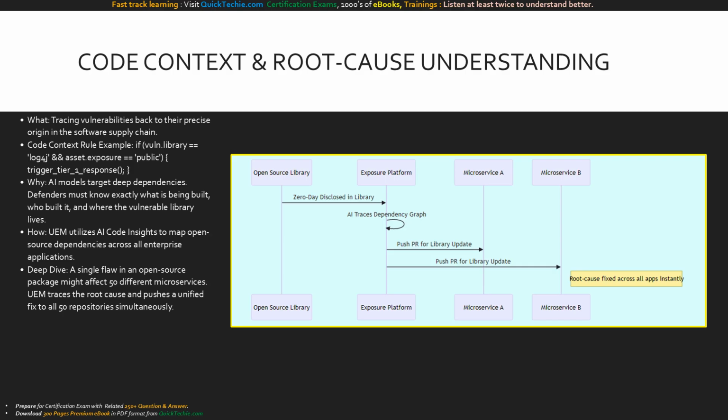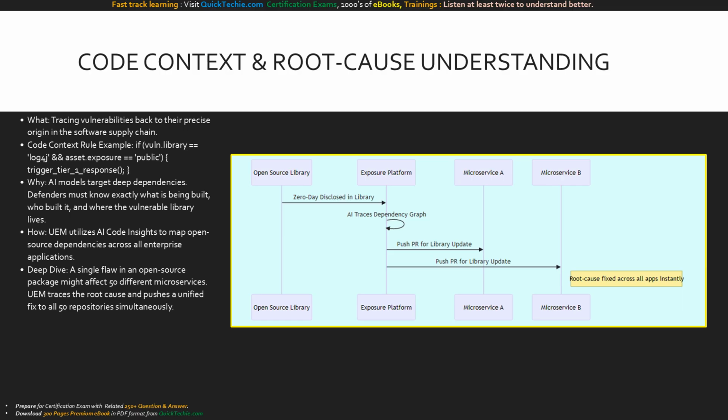Platforms utilize AI code insights to map every open-source dependency across the entire enterprise architecture. In our deep dive, imagine a single zero-day drops for a popular open-source package. That package might be used in 50 different internal microservices. Instead of logging 50 separate confusing alerts, the platform traces them to the single root cause and pushes a unified, targeted update to all 50 repositories simultaneously.